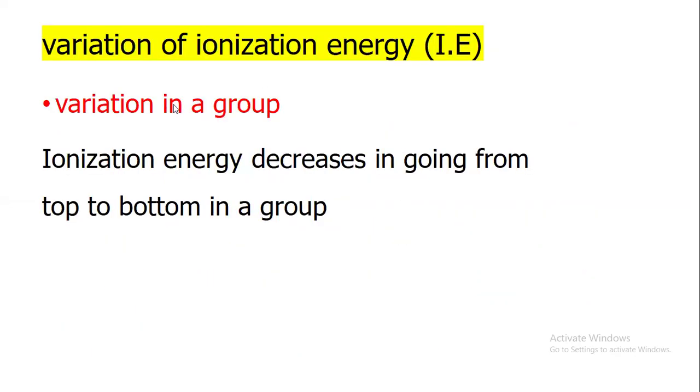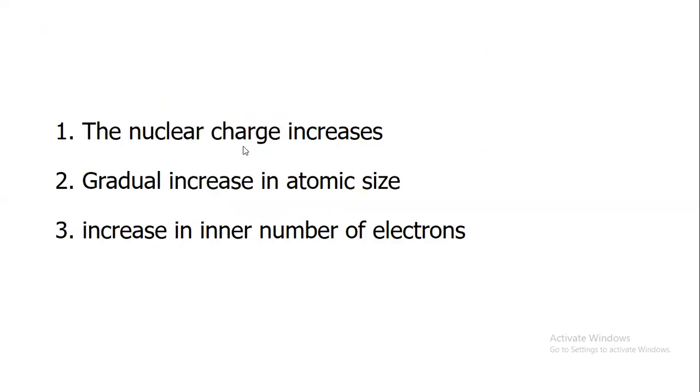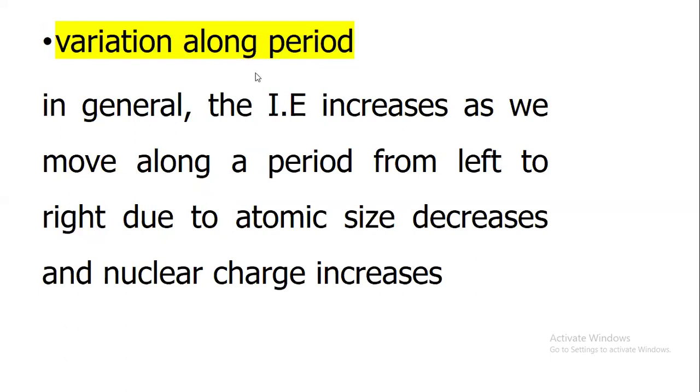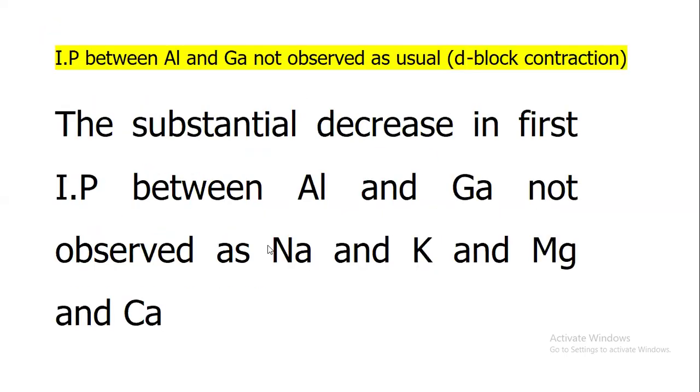Variation of ionization energy: variation in group. Ionization energy decreases going down the group, as the nuclear charge increases, atomic size gradually increases, and the number of electrons increases. Variation along the period: in general, ionization energy increases as we move along a period from left to right, due to decreasing atomic size and increasing nuclear charge.